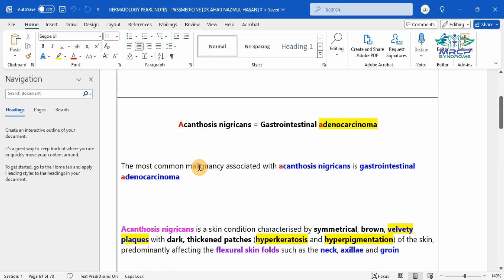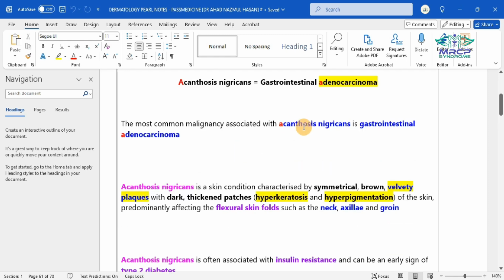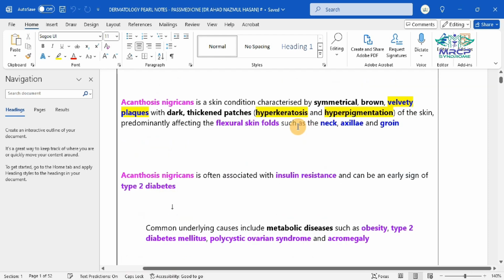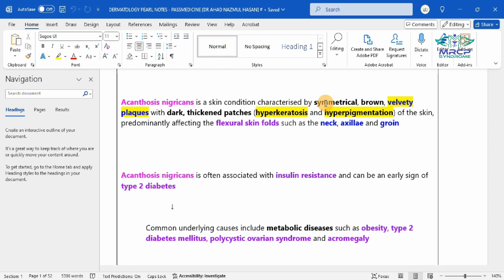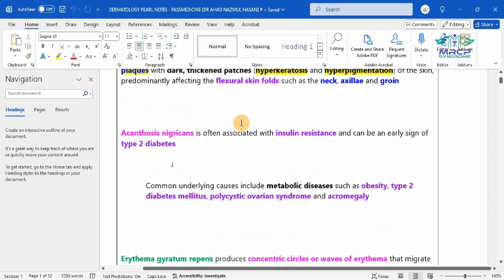The most common malignancy associated with acanthosis nigricans is gastrointestinal adenocarcinoma. This is a skin condition characterized by symmetrical brown velvety flakes with dark thickened patches, often termed hyperkeratosis and hyperpigmentation of the skin, predominantly affecting the flexural skin folds like the neck, axilla, and the groin.